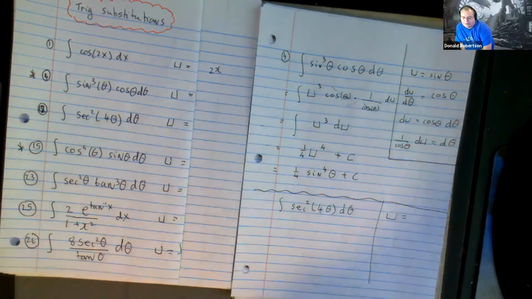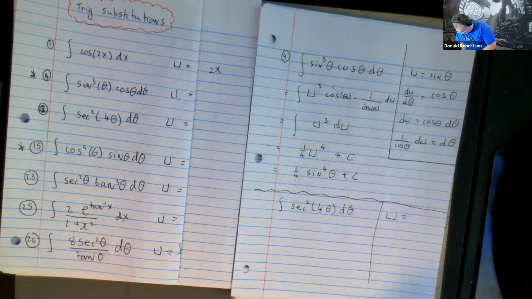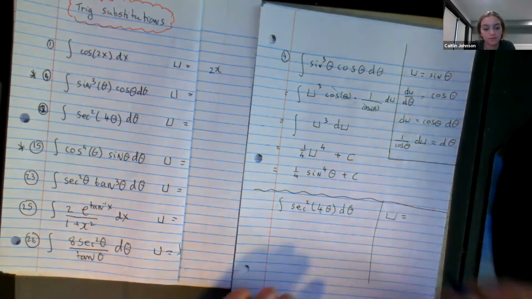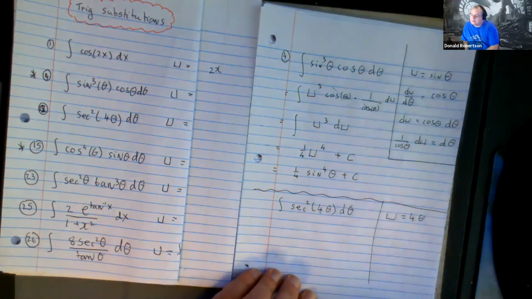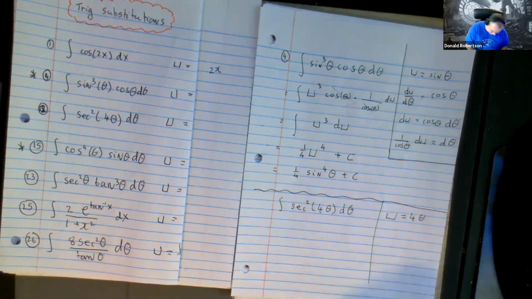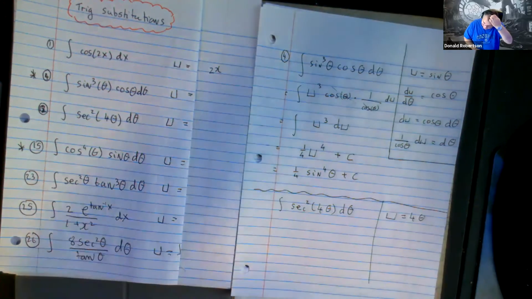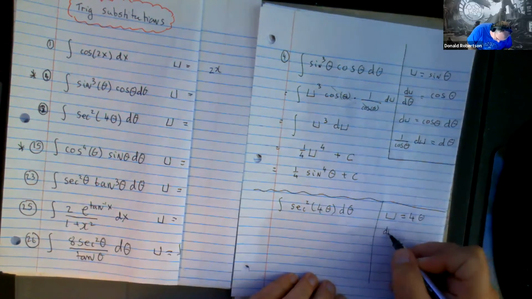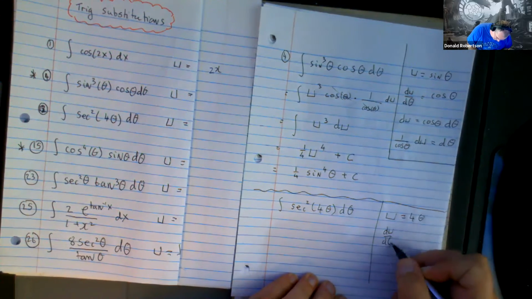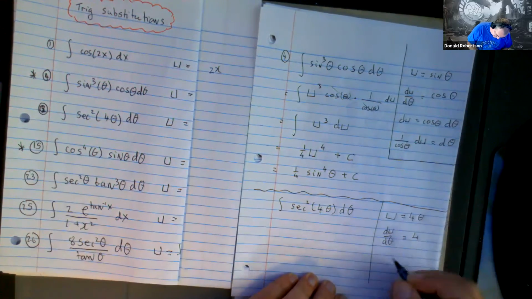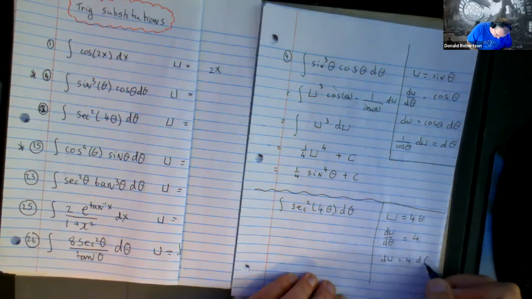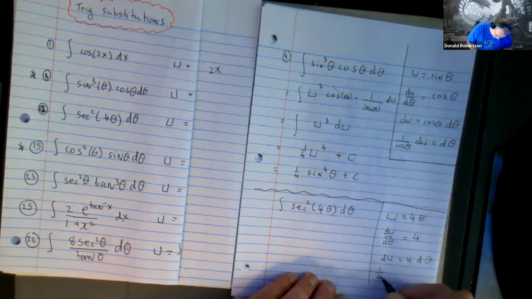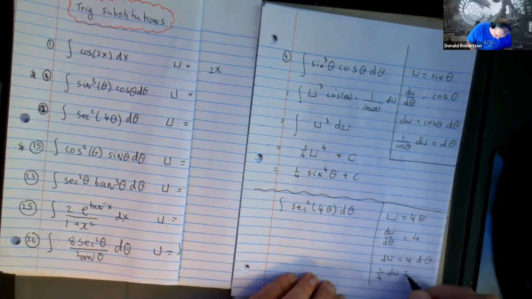What would the u sub be in this question? And don't overthink it. 4 theta. Agreed? In fact, you could do that as a linear shortcut method if you like. But since I've set it up as a substitution, I'll do that. You differentiate, you get 4. You do the crossover, so it now looks like this. And you divide both sides by 4 to isolate the d theta.